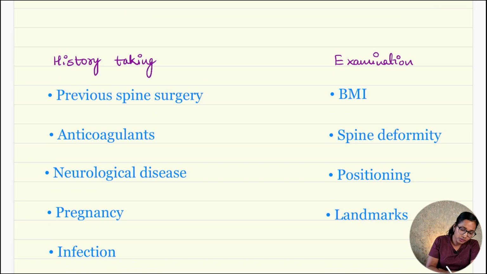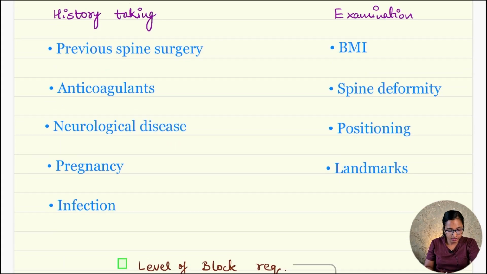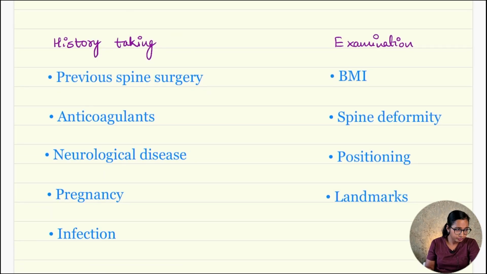So what you will do is you will take a history of the patient and in history you will ask if there is any history of previous spine surgery, is the patient on any anticoagulants and when was the last dose taken, if the patient has any neurological disease or neurological symptom, is the patient pregnant or are there any signs and symptoms of infection.